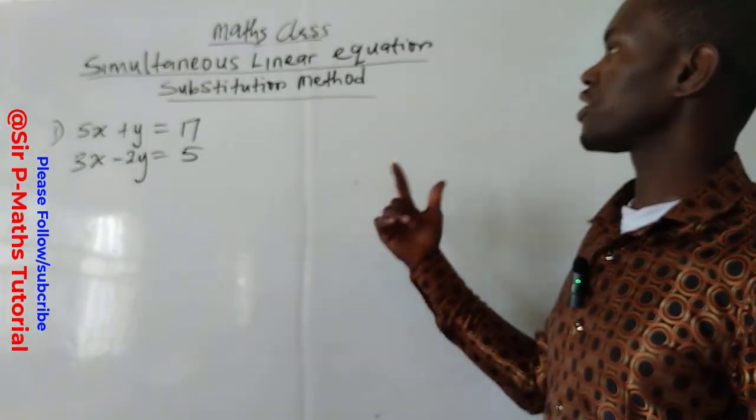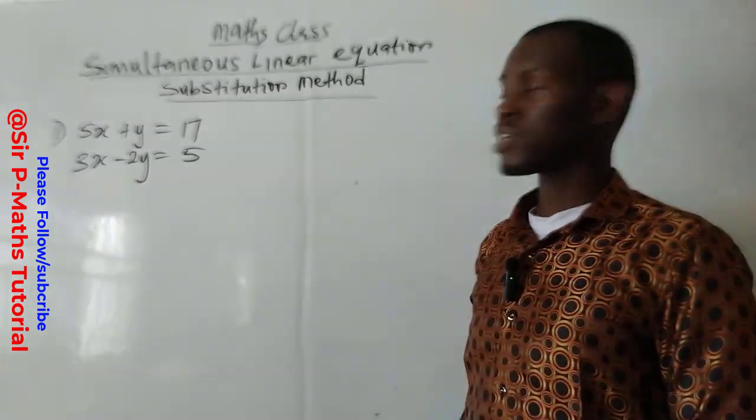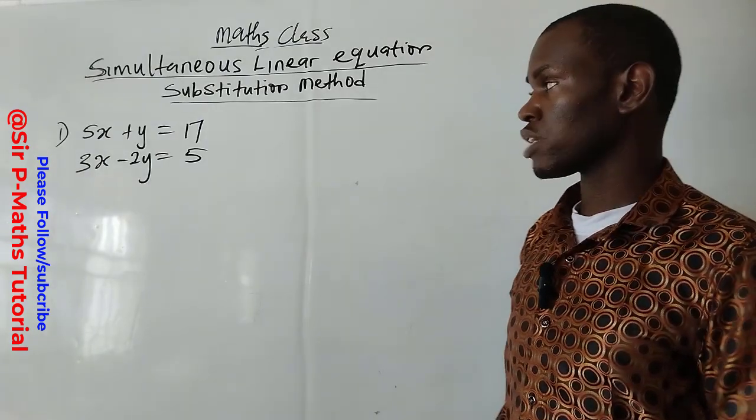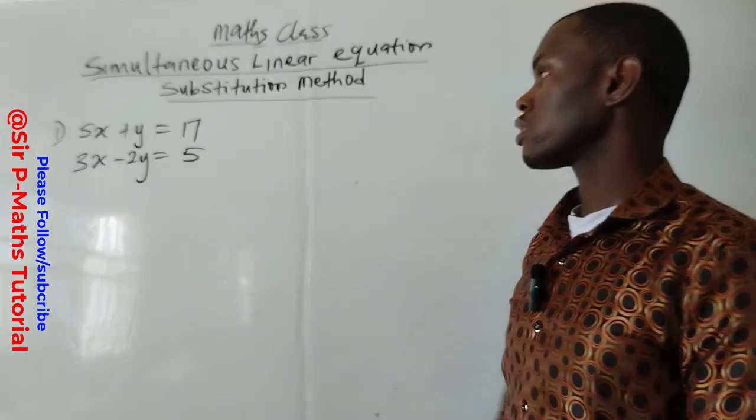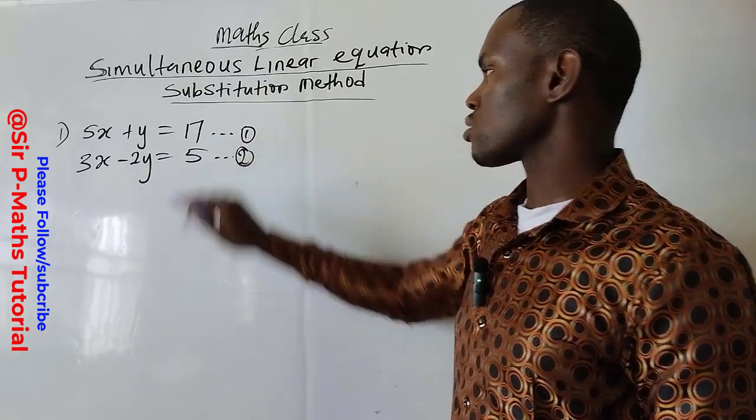Today we want to look at simultaneous linear equations, substitution method. We want to use the substitution method to find a solution to this problem on the board, and with this I'll teach you how to solve simultaneous equations. So let's call this equation 1, and this equation 2.